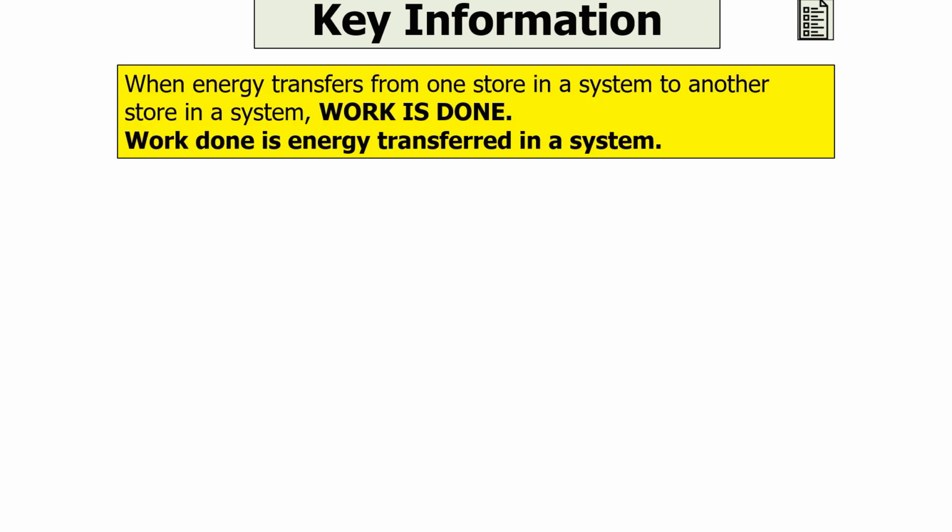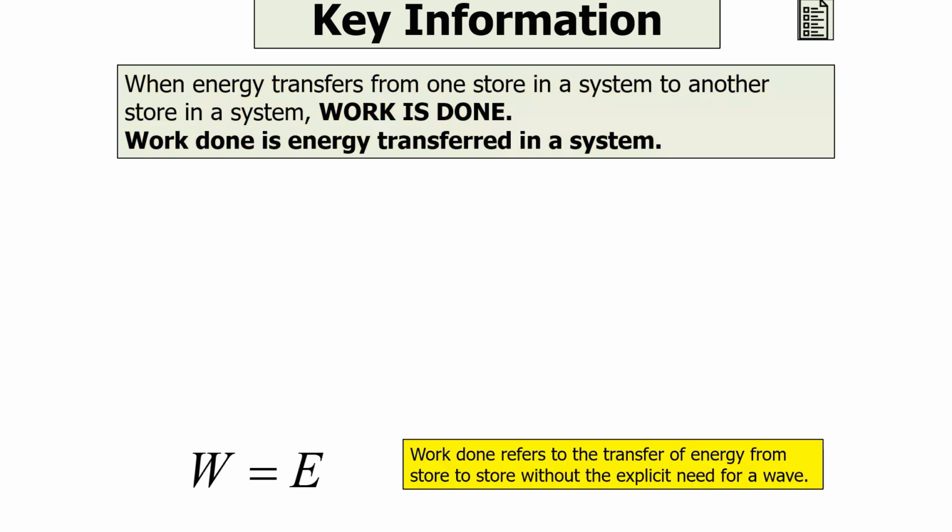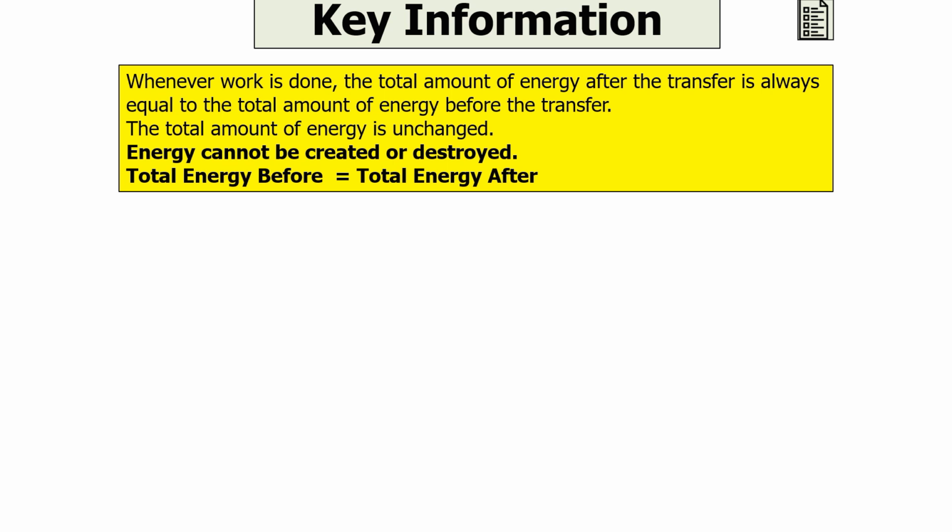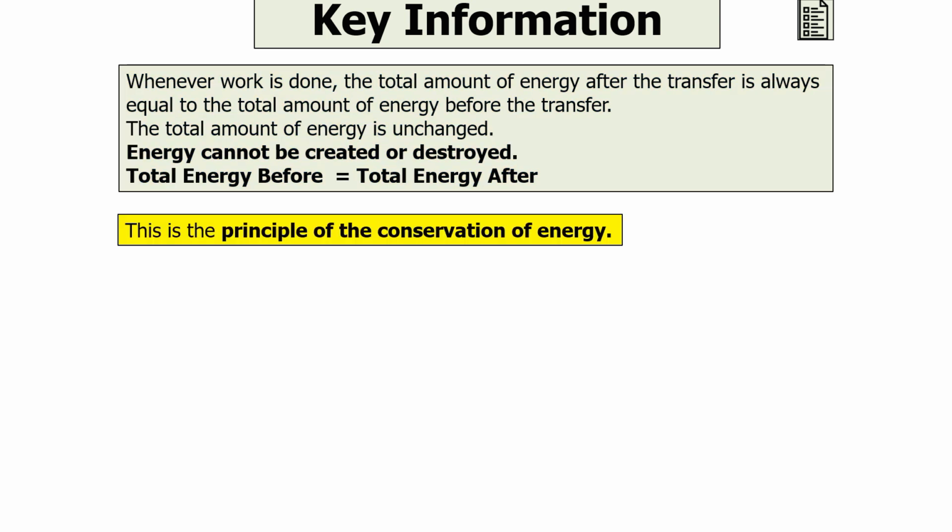Now, when energy is transferred from one store to another store, we say work is done. So work done refers to the transfer of energy from one store to another store without the explicit need for a wave. And as we mentioned before, whenever work is done, the total amount of energy after the transfer is always equal to the total amount of energy before the transfer. So the total amount of energy is unchanged. The total energy before equals the total energy after. The principle of the conservation of energy. So let's now have a look at a few of these stores.